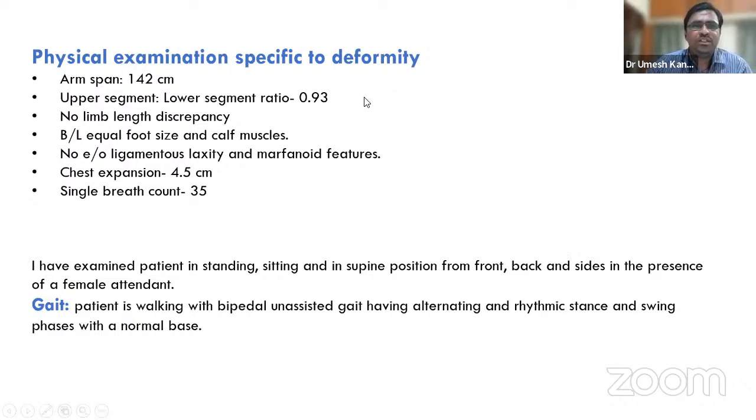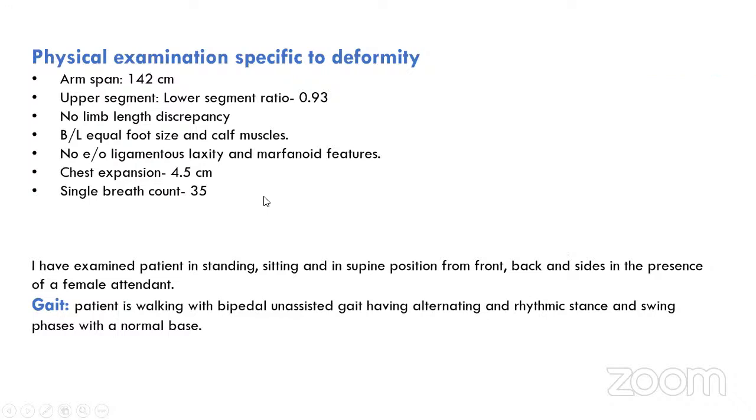There is no limb-length discrepancy, sir. Bilateral foot size is equal and calf muscles are equal. No evidence of ligamentous laxity and marfanoid features. Chest expansion is 4.5 centimeters and single breath count is 35, sir.